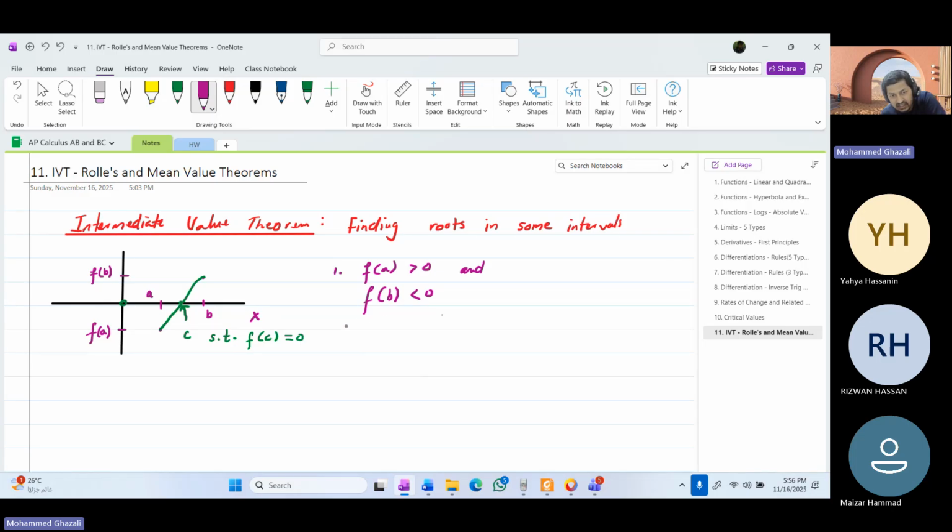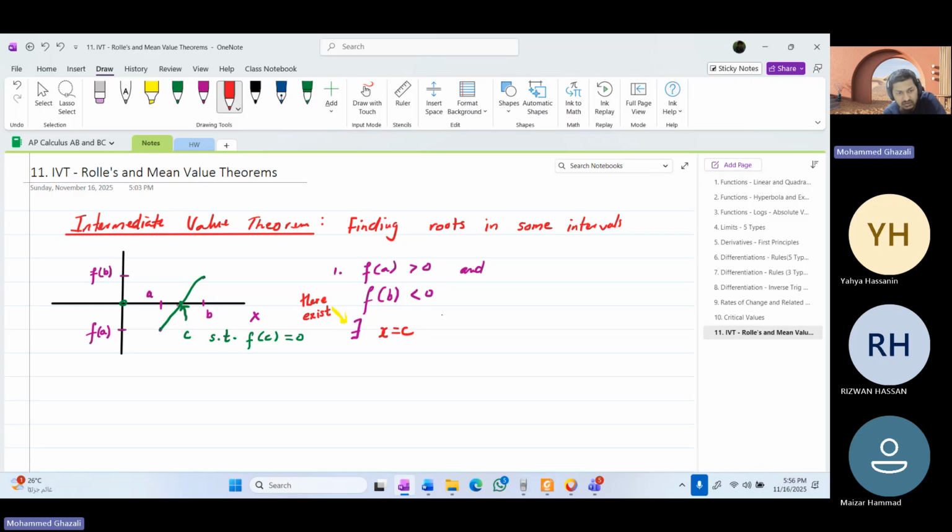So what we say is there exists. What does the symbol mean? The backwards E. The symbol means there exists. What exists? There exists a value C. There exists an x equal to C.